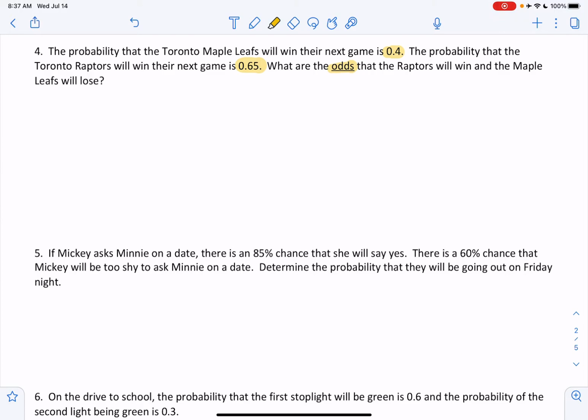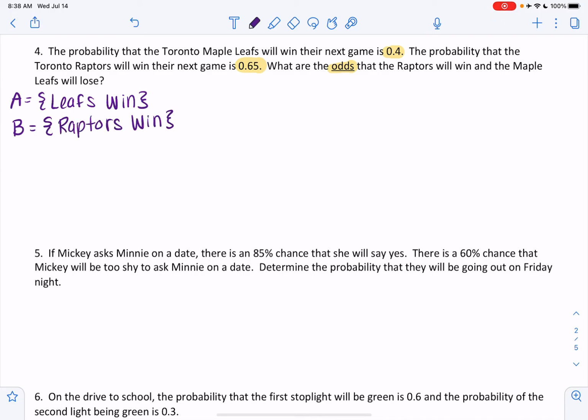So a lot going on here. The first thing that we need to do is think, are these independent or dependent events? If the Maple Leafs win, that's a totally separate event from the Raptors winning, so these would be independent events. So let's define our events. So there's our two events, and we're given some information here.